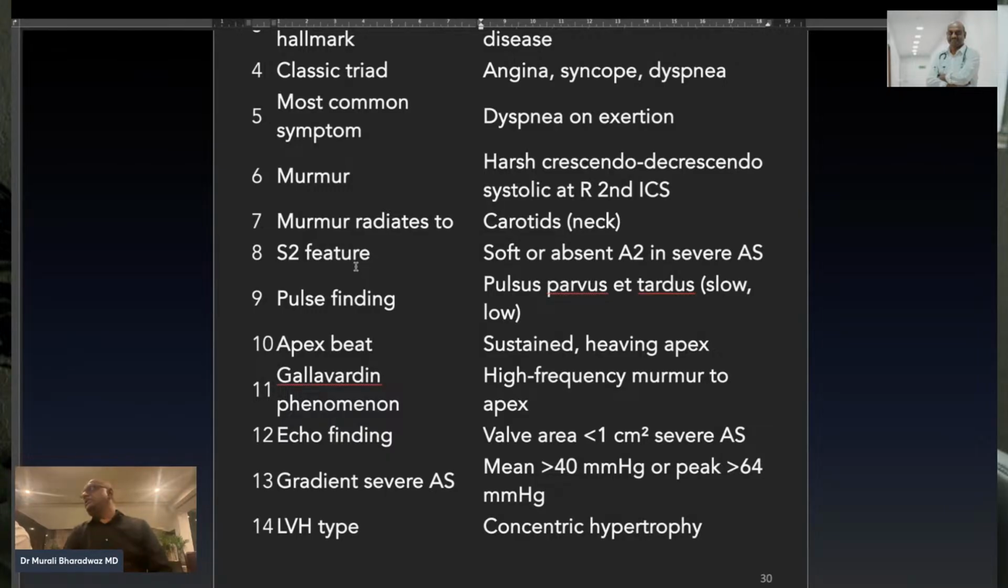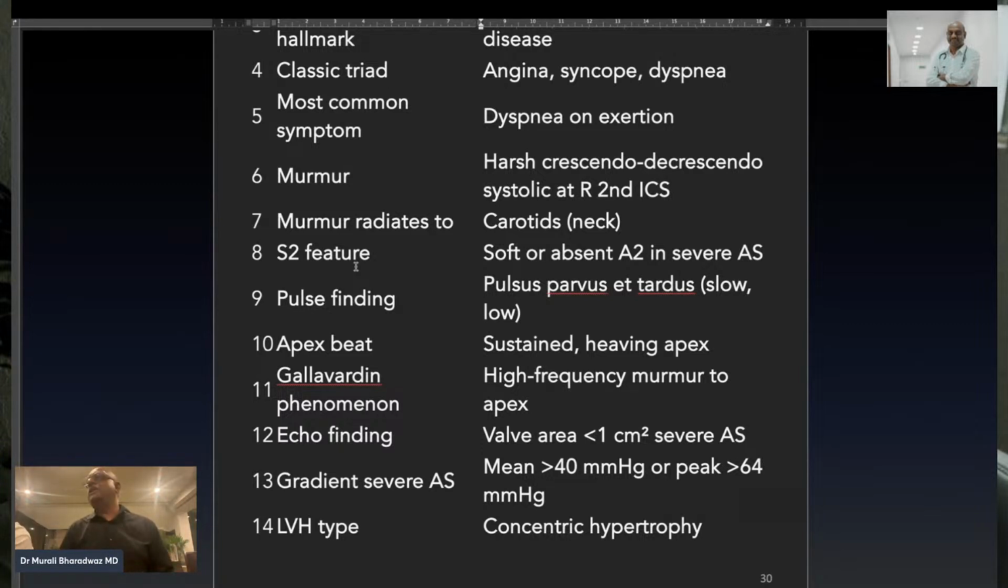Now, what is the nature of pulse in AS? Pulse is parvus et tardus. Because of the stenosis, the pulse will rise slowly and it is a low volume pulse. And how is the apex beat? It will be rising and sustained. The left ventricle is trying to push blood slowly, squeezing it into the aorta. So it will rise, but it will remain sustained, a heaving apex.